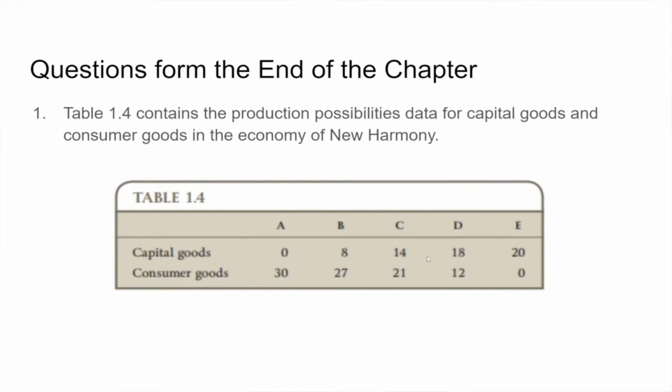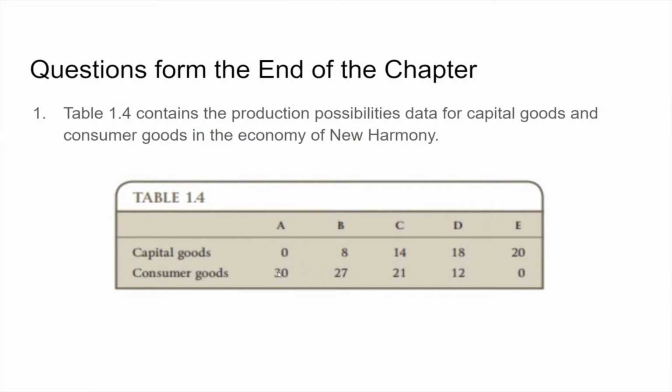Consumer goods, on the other hand, we're seeing those start off at 30 and diminish as we go on. 30 to 27 is a decrease of 3. 27 to 21 is a decrease of 6. 21 to 12 is a decrease of 9. And 12 to 0 is a decrease of 12. Okay, so what we're showing here is the various decreases.